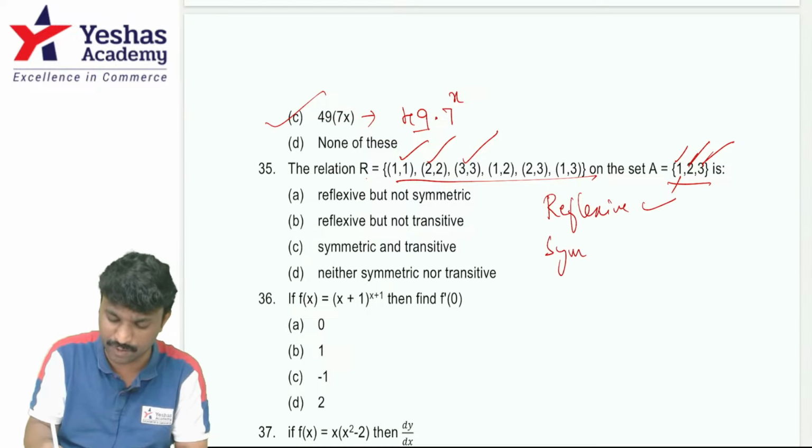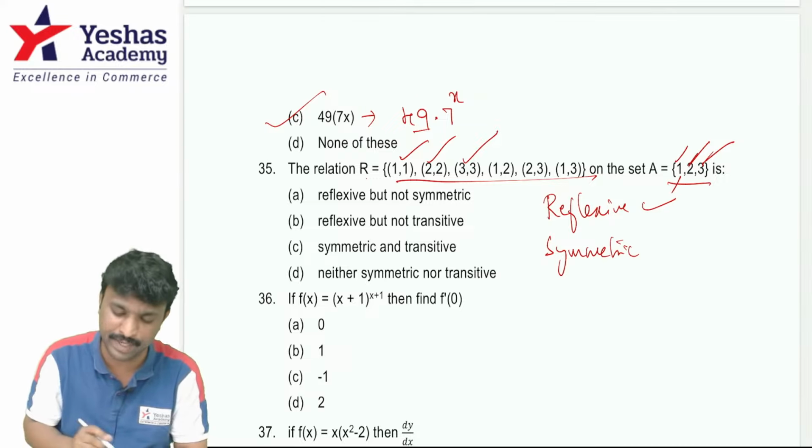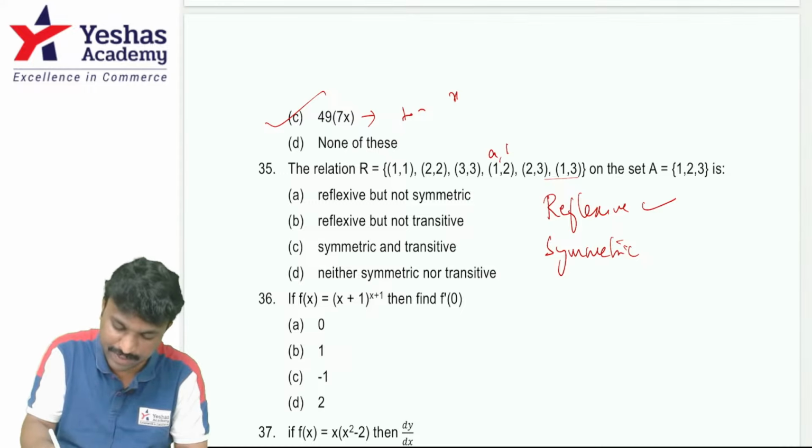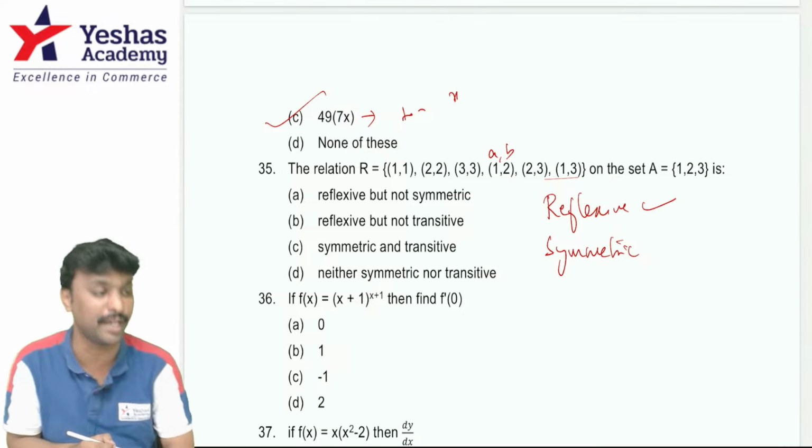Now let us check for symmetric. Pick a pair where the two elements are different. Which pair shall I pick? 1 comma 2. If this is A comma B, then B comma A is 2 comma 1.